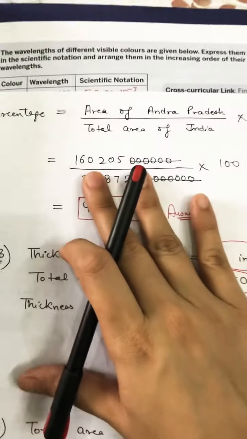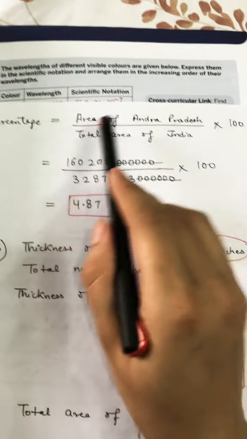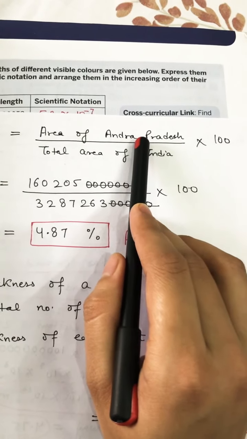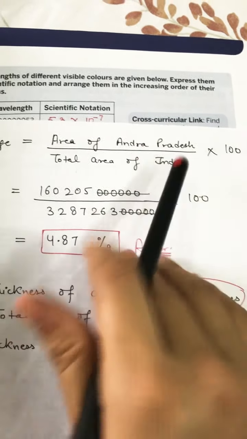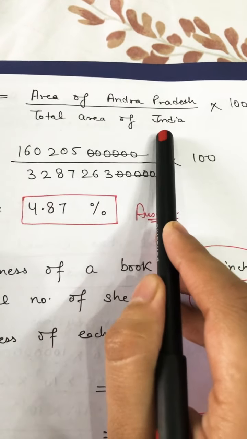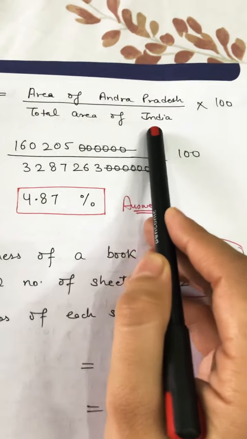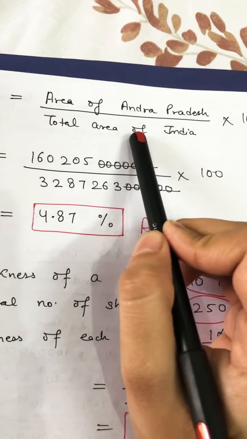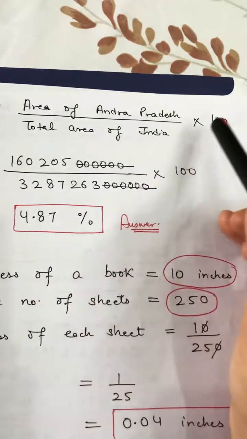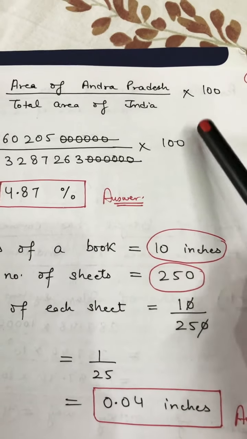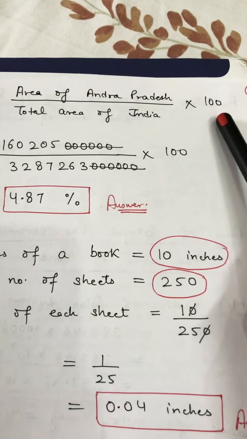Okay, so this is your answer. Percentage is equal to, first of all, in the numerator what will come? Area of Andhra Pradesh will be there, divided by total area of India. First the area of Andhra Pradesh will come in the numerator, and then the total area of India in the denominator. Multiply by 100. Whenever you are going to take out the percentage, you have to multiply with 100.